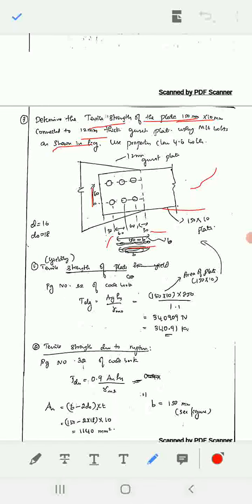Anyhow, first step is same as in the first problem. Same steps we have to follow for tensile capacity, as in the first problem of this module. First you have to go with the tensile strength of the plate. You have to go with the page number 32 TDG value, where AG is 150 into 10, right? Plate is nothing but 150 into 10 and 250, and you will get the value of AG.